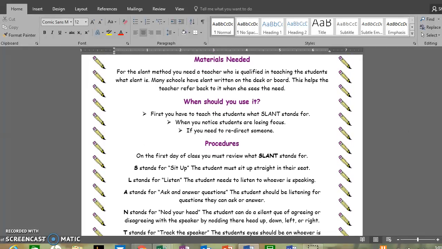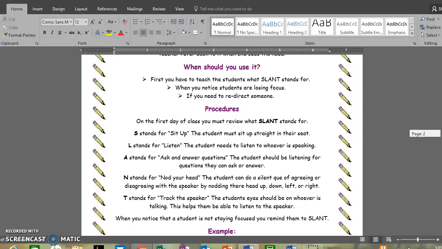You should use it on the first day just to teach the students what SLANT means. When you notice your students are losing focus, you can say, "Class, remember SLANT," and they would know to sit up and follow the steps. Redirecting someone is also another time you can use it. If someone's losing focus, they can move on.